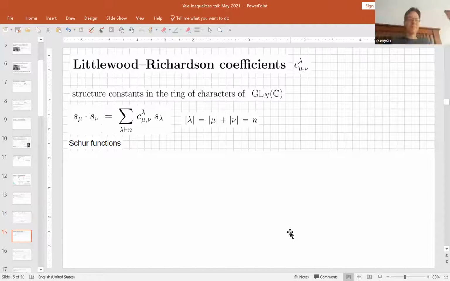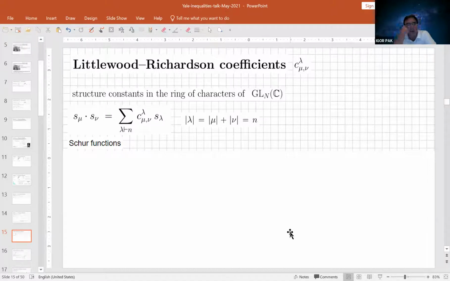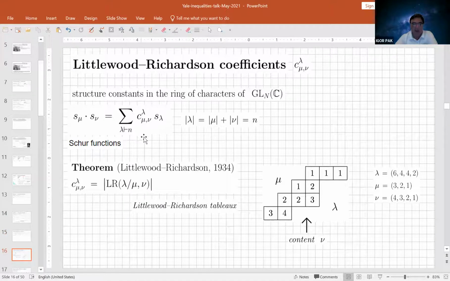So my next objects are Littlewood-Richardson coefficients, which are structure constants of the ring of characters of GL_N. If you don't know anything about characters, maybe you know Schur functions, and you multiply two Schur functions. You write them in the basis of Schur functions, and you get some non-negative integer coefficients c lambda mu nu. And the question is, what can be said about them?